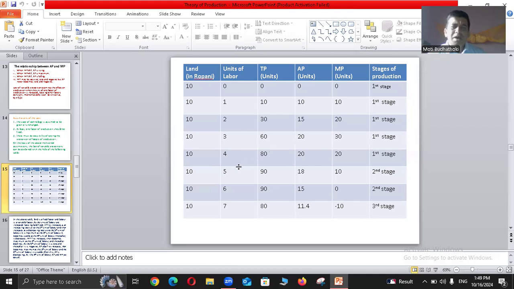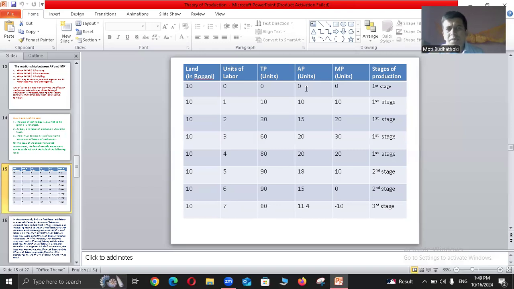If we use 5 units of labor, in that time we get 90 units total product. Similarly, if we use 6 units of labor, in that time we get 90 units of total product. And if we use 7 units of labor, in that time the total product declines and it becomes 80 units.